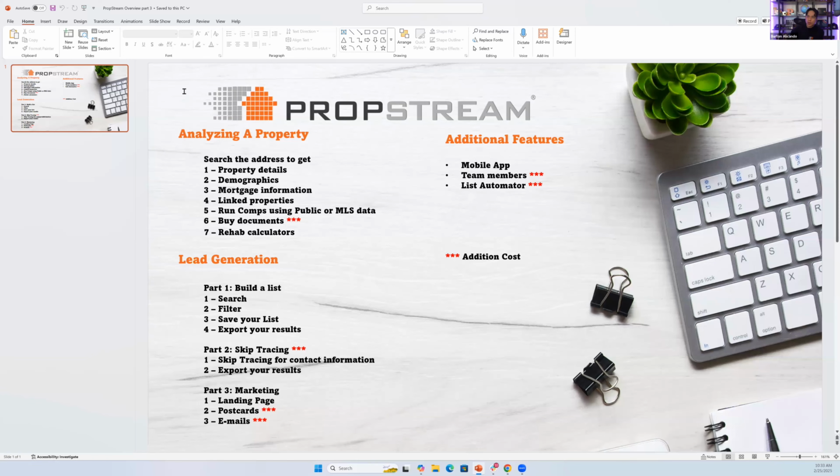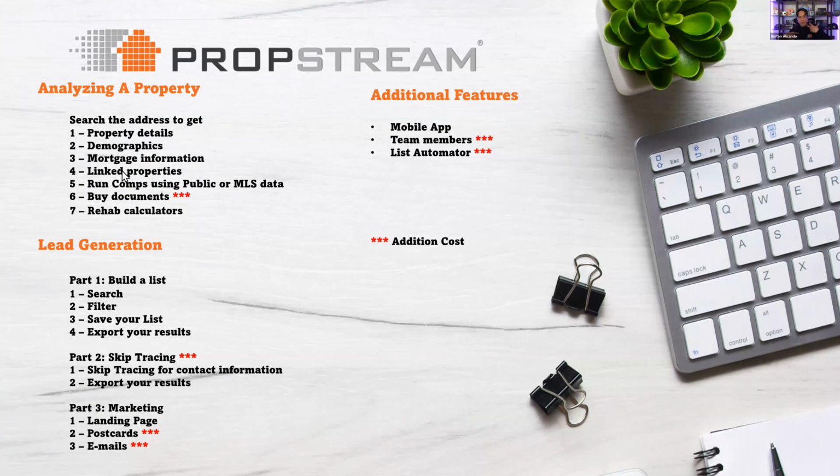Let me share my screen, and here we go. What I'm showing you guys really quick is just an outline of what our product does. We can help you analyze a property, give you property info, mortgage info. You could run comps using MLS data nationwide. We went over that in our last discussion, but today I want to talk about the lead generation aspect, primarily part two and part three. But notice how I said part two and part three. In order to actually skip trace with PropStream or to use our marketing, you will need to have a list or a property saved. So let's start there.